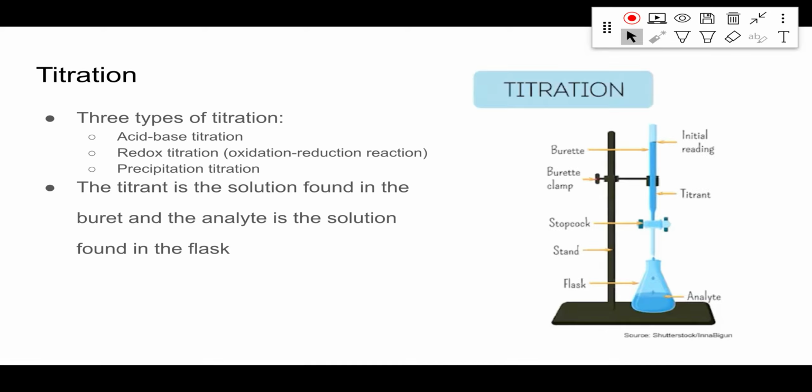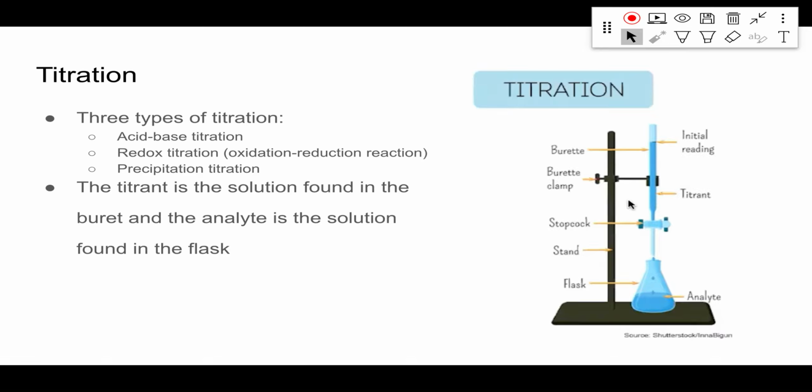With titrations, there's three different types of titrations. We have an acid-base titration, which is the most common. We have redox titration, which is oxidation reduction reaction, and we have a precipitation titration. In each of the titrations, you're going to use a piece of lab equipment called a burette. I have a picture on the screen of a burette.